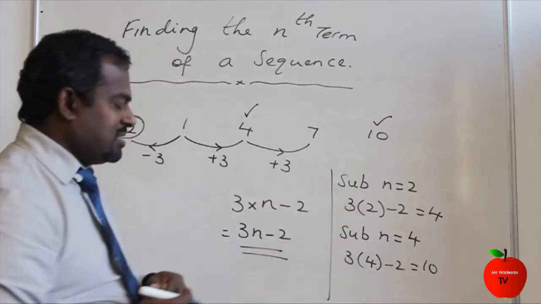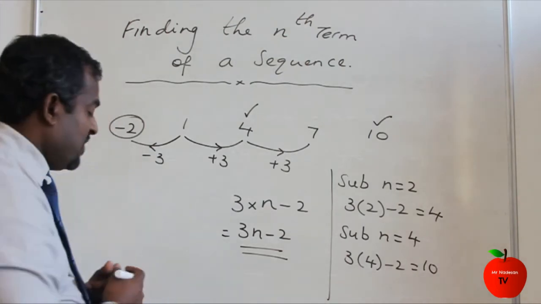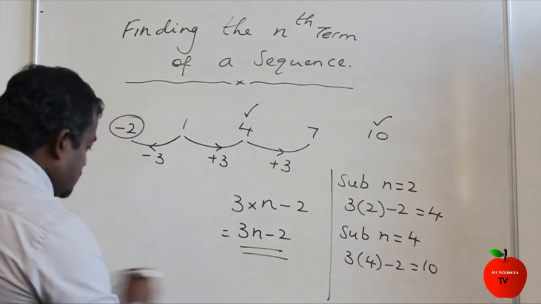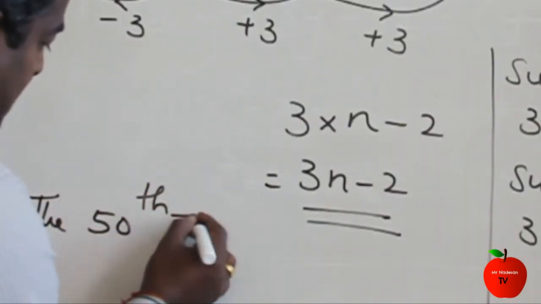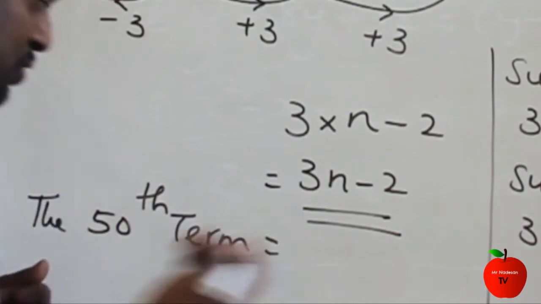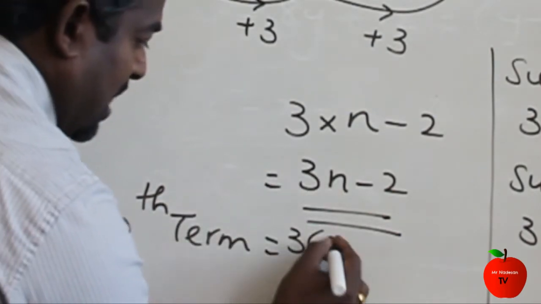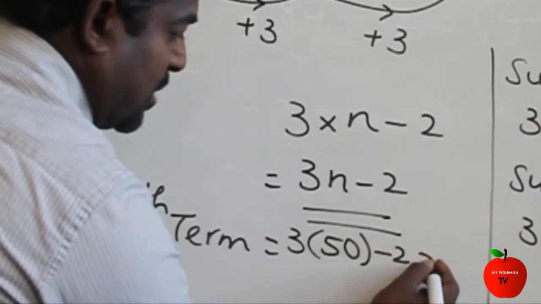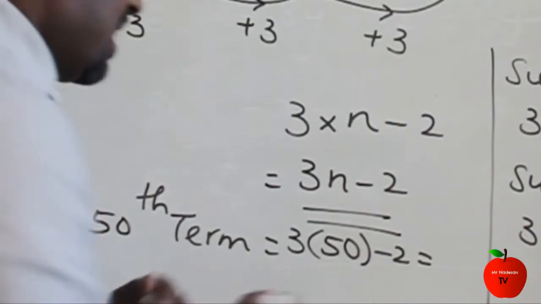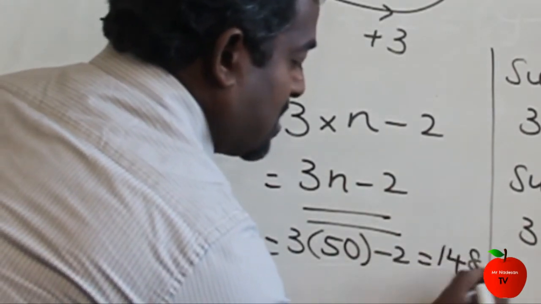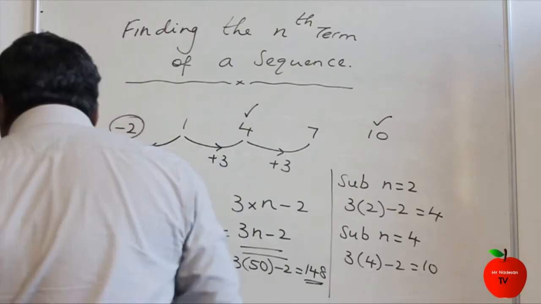Suppose they ask, what is the 50th term? The 50th term is equal to, substitute n equal to 50. So that means 3 times 50, take away 2. 3 times 50 is 150. Take away 2, it comes to 148. We'll try one more question.